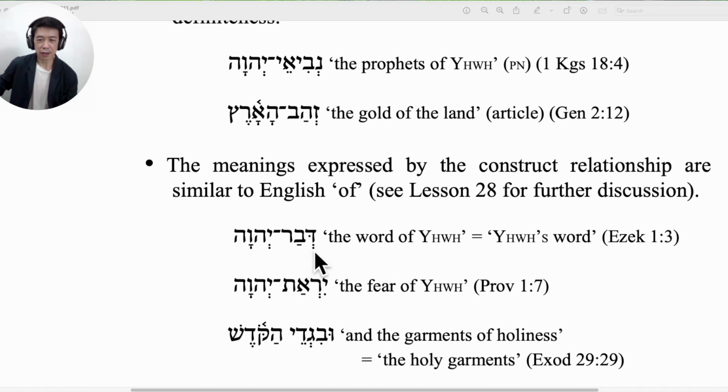For instance, the word of Adonai is translated as "Adonai's word" from Ezekiel 1:3. In Hebrew it is devar Adonai. The next phrase is "the fear of Adonai" from Proverbs 1:7.